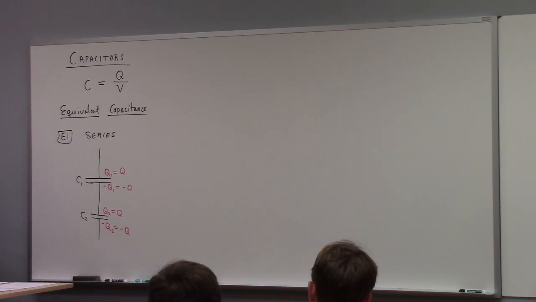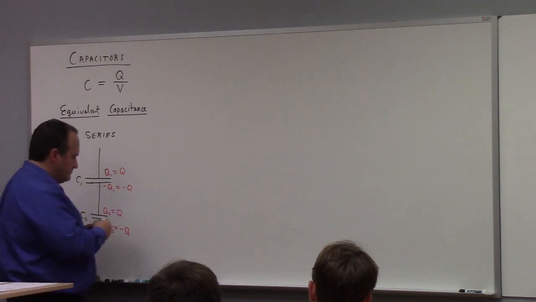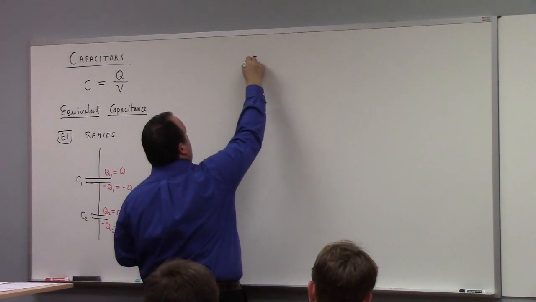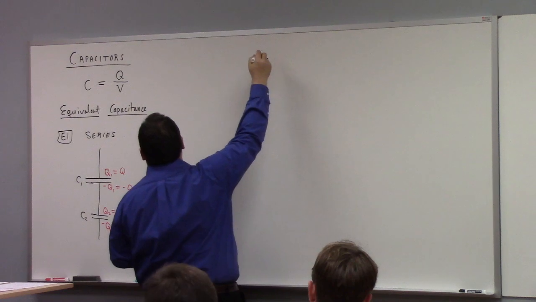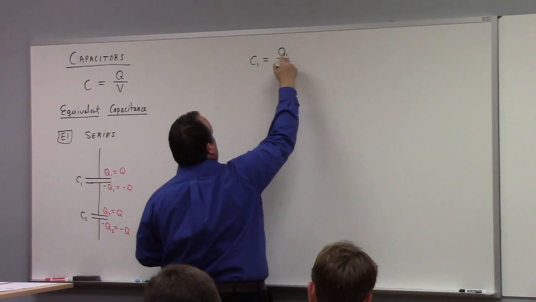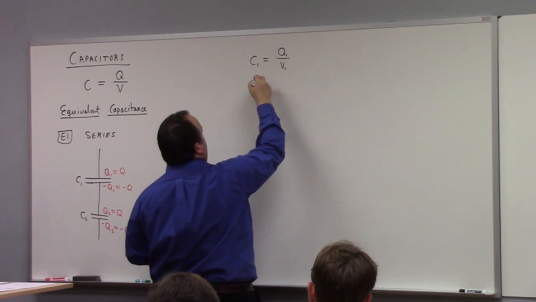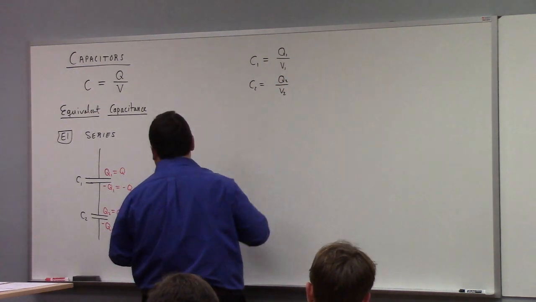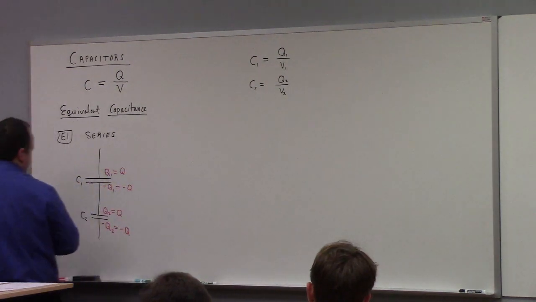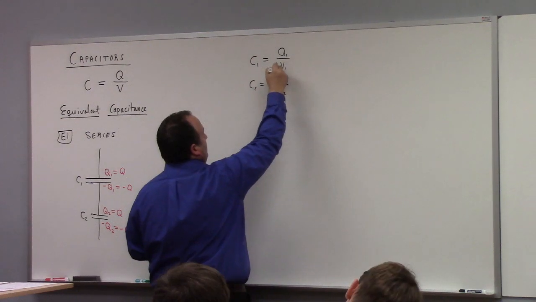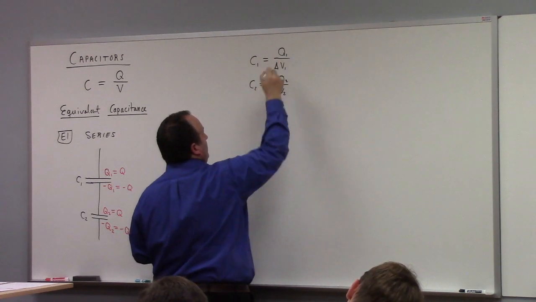Now, let's see here. So then the question is, what goes on? We've got C1 is equal to Q1 over V1, and we have C2 is equal to Q2 over V2, where I'm defining the change in voltage. Maybe I should say change in voltage 1, change in voltage 2. I kind of like that more. Let me do that. So change in voltage 1, change in voltage 2. All right.